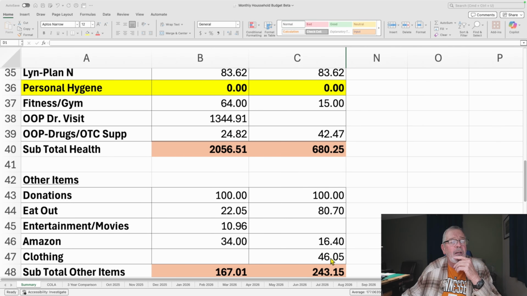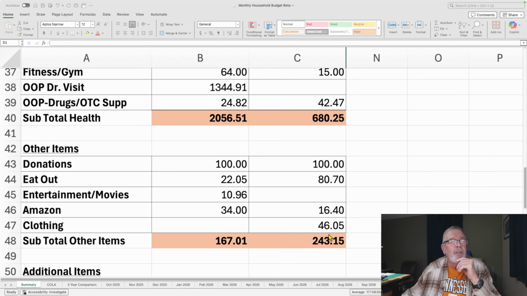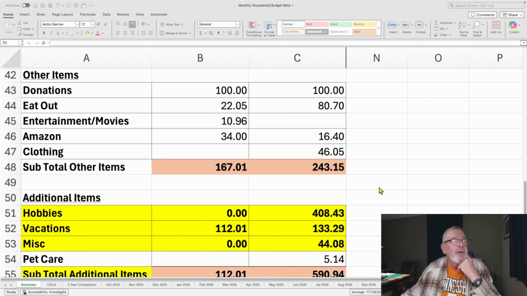Clothing, we spent some money on clothing. I'm keeping track of that separately. $46.05. Subtotal for other items was $243.15. So we're going to move right along with additional items.